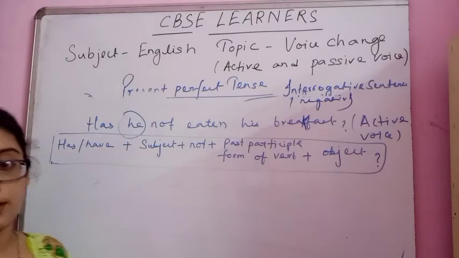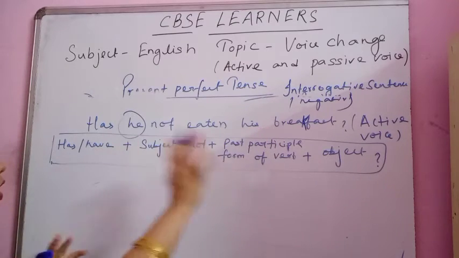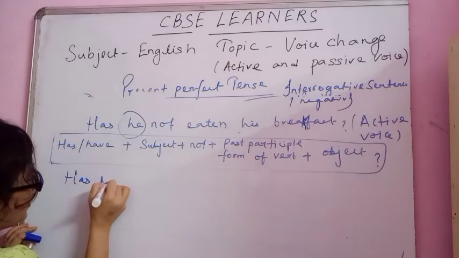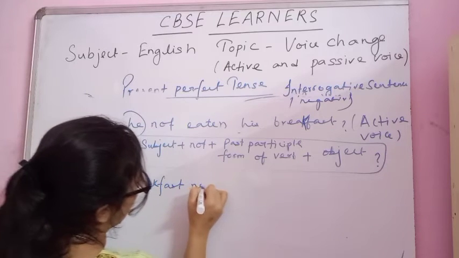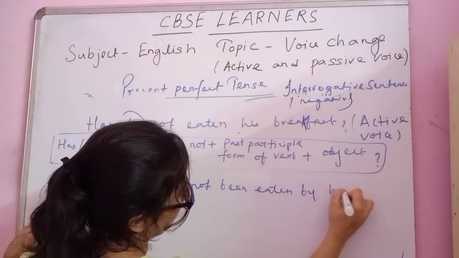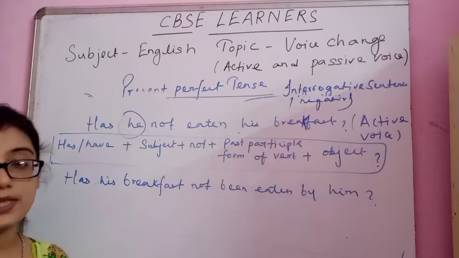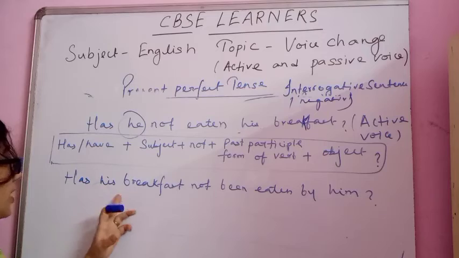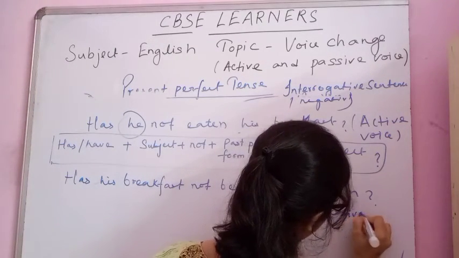And next we'll be converting into passive voice. For passive voice, we have to bring the focus on the object, which is his breakfast. So: has his breakfast not been eaten by him? We usually say, right, has his breakfast been not eaten by him? So this is in passive voice, where we put focus on the object, which is his breakfast.